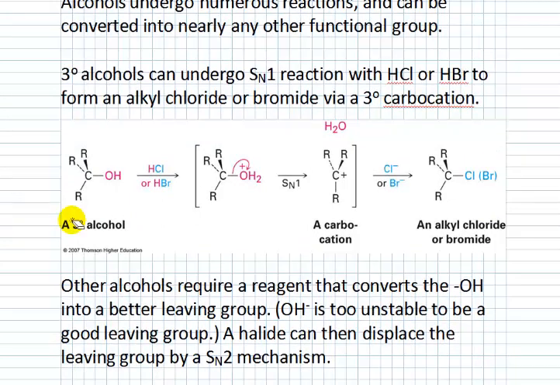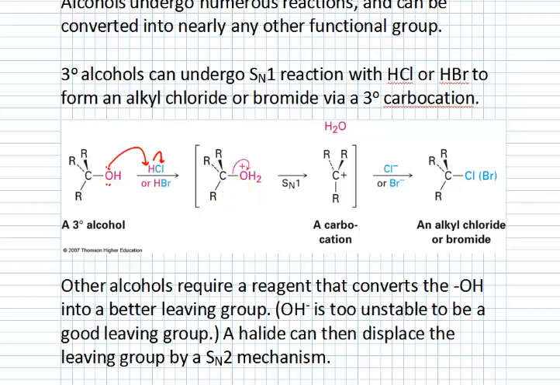If I have a tertiary alcohol, so three R groups on the alcohol, and I use a strong acid, HCl or HBr, the first thing that happens is we'll protonate the alcohol, because remember we said alcohols are weak bases. We put that in the presence of a strong acid, and we will protonate it. So here we have our protonated alcohol, or our oxonium ion.